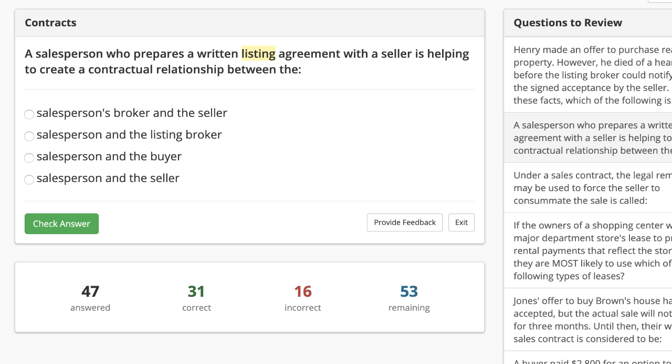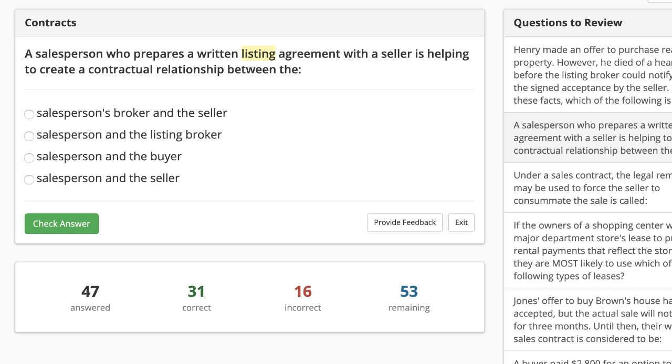And last one before we move on, R.A. Smoot says, offer was accepted. The offer was accepted by the seller, yes, but that acceptance never got communicated to Henry, which is why it's not a valid contract.